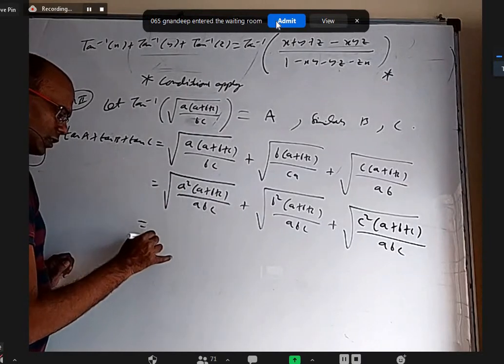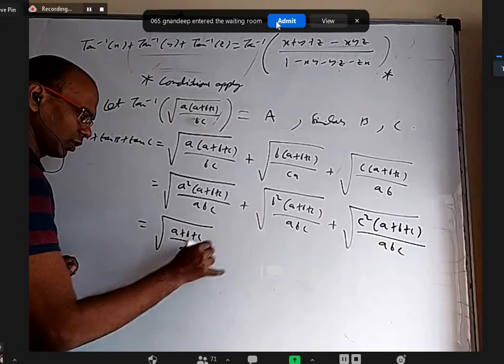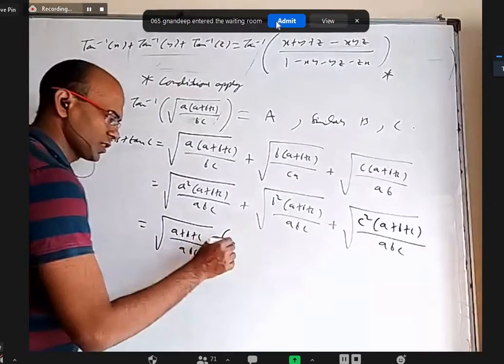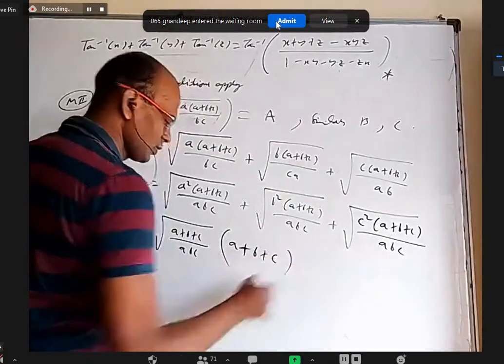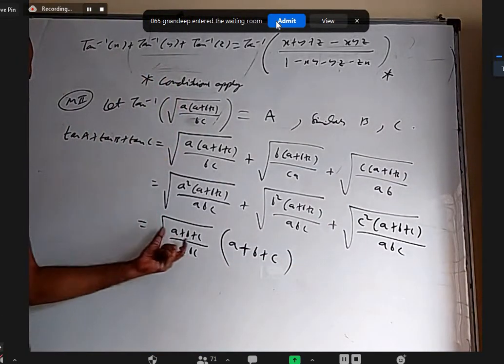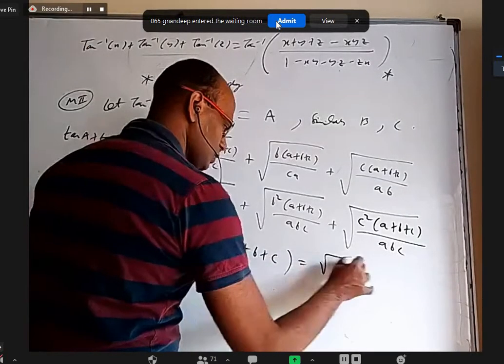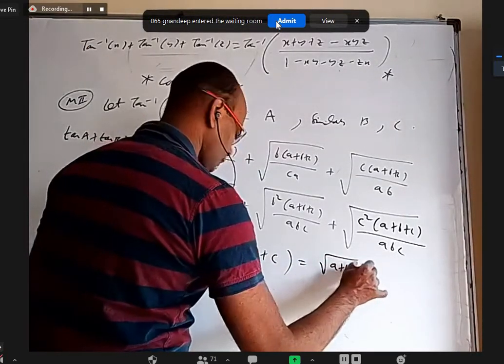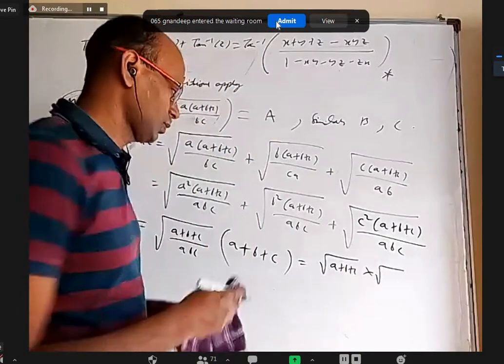Now I can take the square root of (a plus b plus c) by abc common. I'll be left with root a square, which is a, root b square, which is b, and root c square, which is c. Here I got root a plus b plus c. So this is root a plus b plus c. I can leave it. Let us leave it. Not a problem.